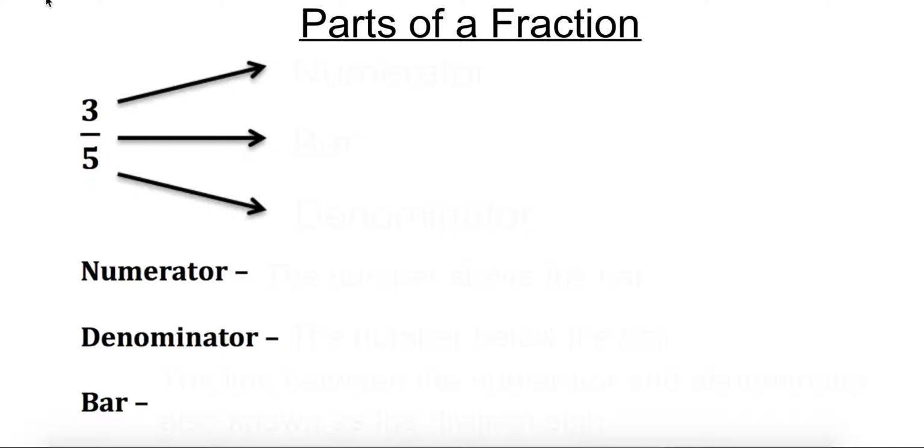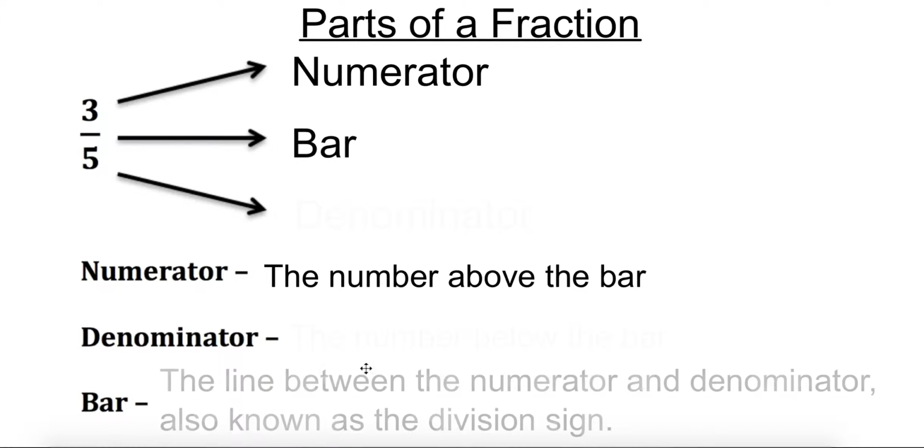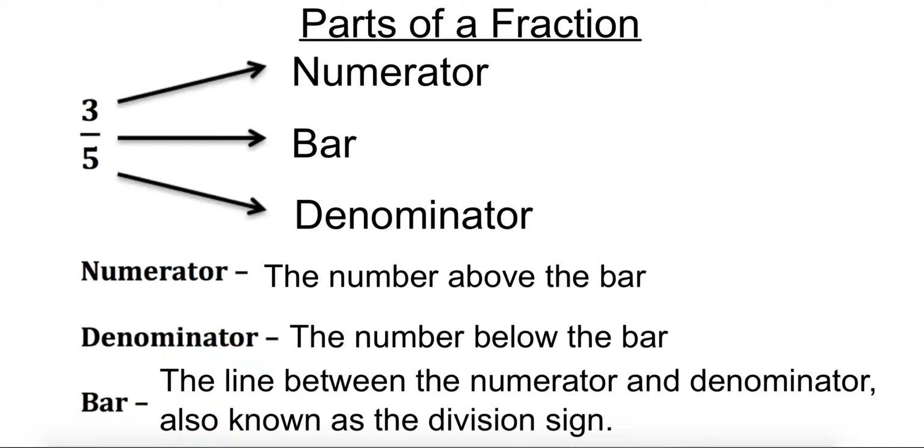Parts of a fraction. When we're looking at parts of a fraction, we have to start with what is an actual fraction? What are the different pieces of a fraction? To start with, we have the numerator, which is the number above the bar. Now, with that being said, we need to know what the bar is. Now, the bar is the line that's between the numerator and the denominator. It's also known as a division sign. So with that being said, we have then the denominator, which is the number below the bar.